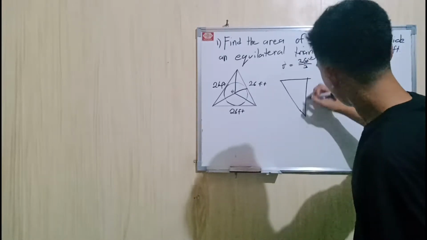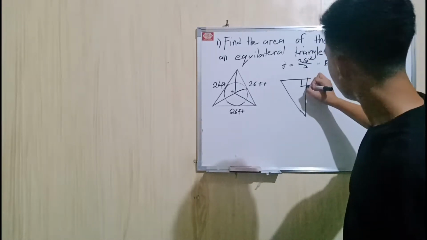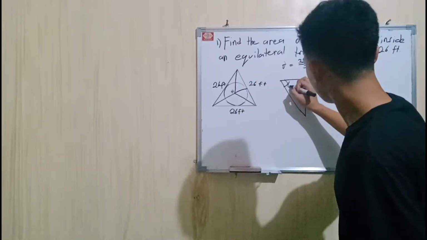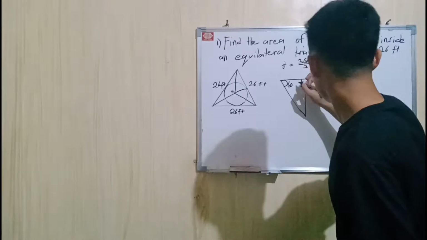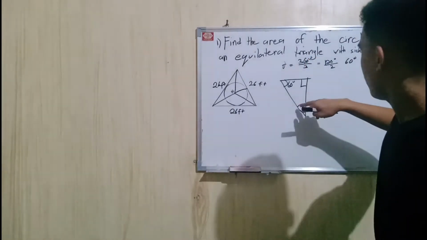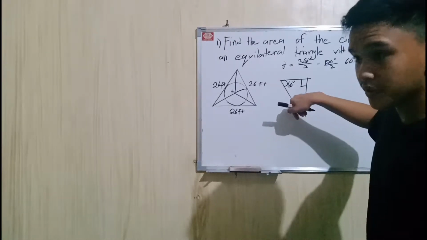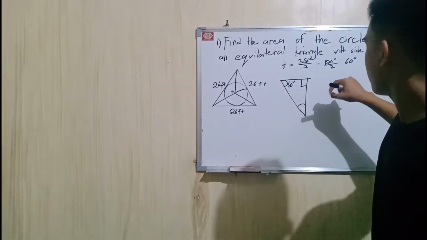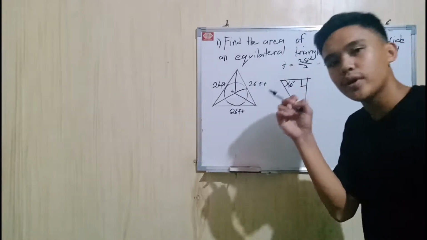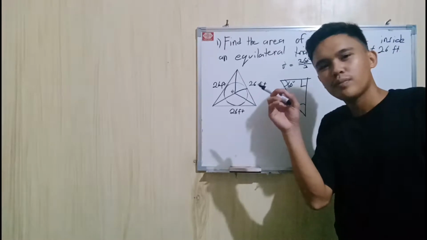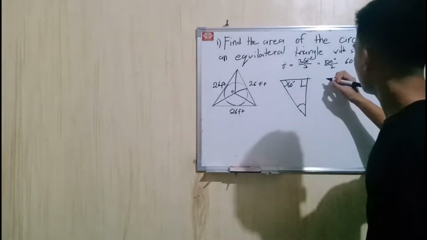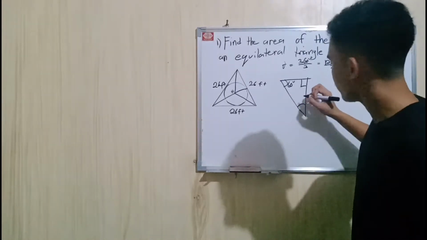So it will be 90 degrees here. Then theta is 60 degrees. To get the degrees here, we will add 90 plus 60, then subtract the sum of those 2 angles from 180. So it will be 30 degrees.